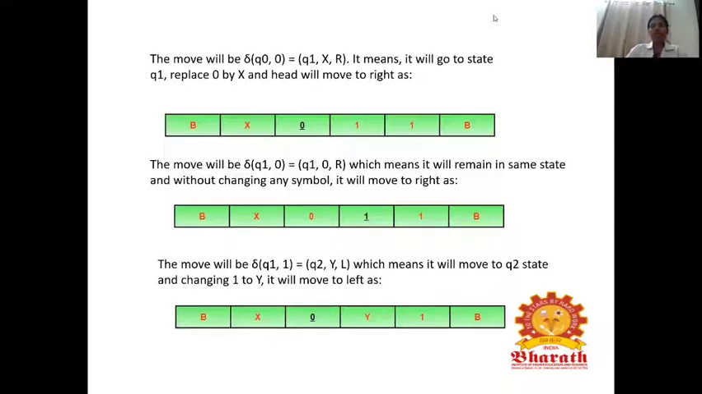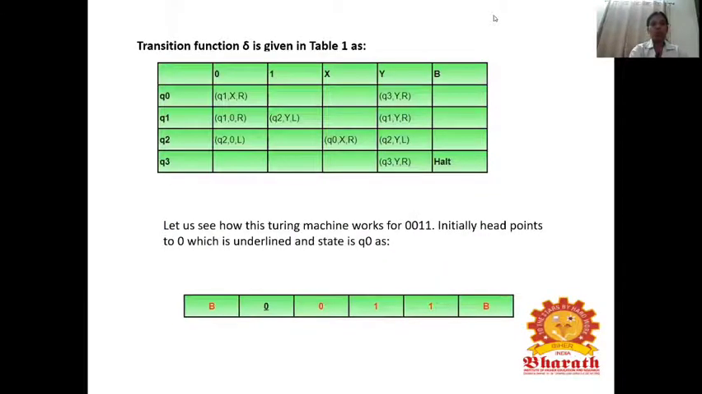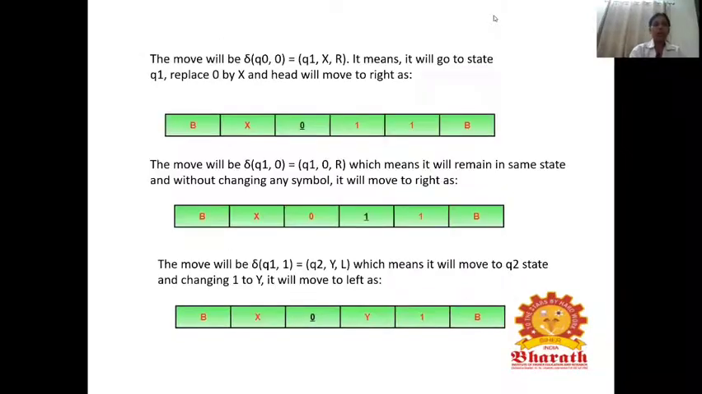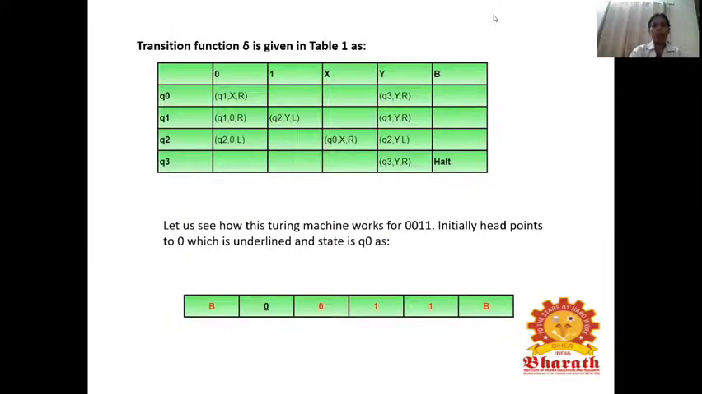So 0 has been replaced by X and the head moves to the right. So what is there on the right? 0, which is underlined. So now the current state is Q1 and the input symbol is 0. So what happens? Q1, 0, R. There is no transition and no replacement. Only the head moves to the right. What is there on the right? 1, which is underlined. Now the state is Q1. What is the input? The input is 1. So we'll see Q1, 1. Q1, 1 is Q2YL.